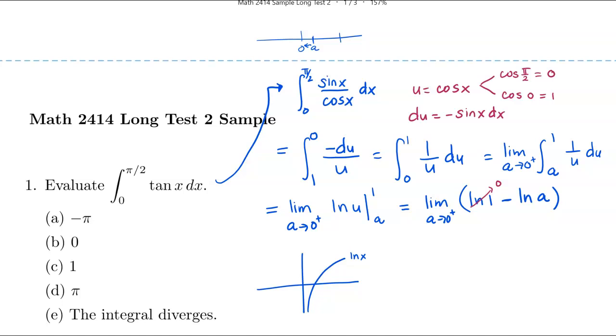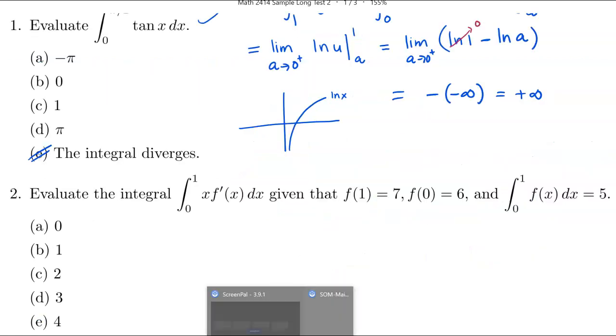So in other words, this is equal now to the negative, because of the negative sign here, and then this ln a here becomes negative infinity. So that's negative negative infinity as a approaches 0 from the right. So this is equal to positive infinity. Then that means that the integral diverges. All right, question number 2.